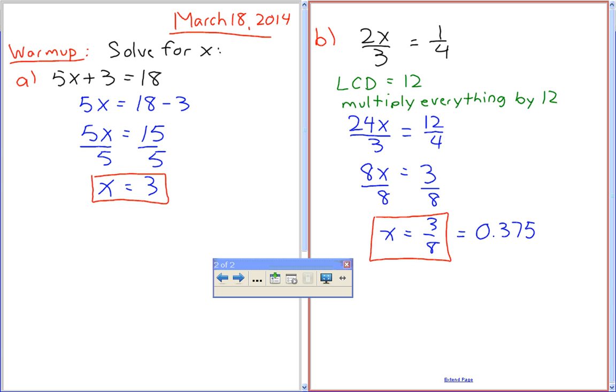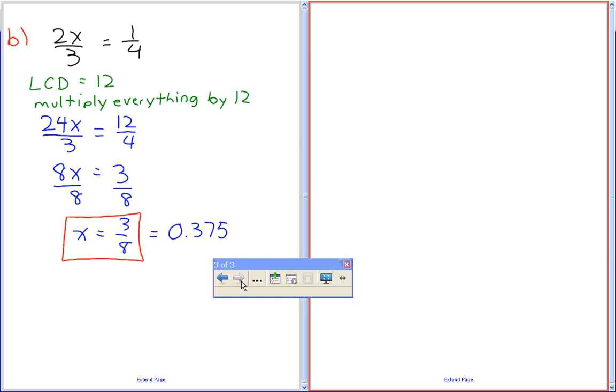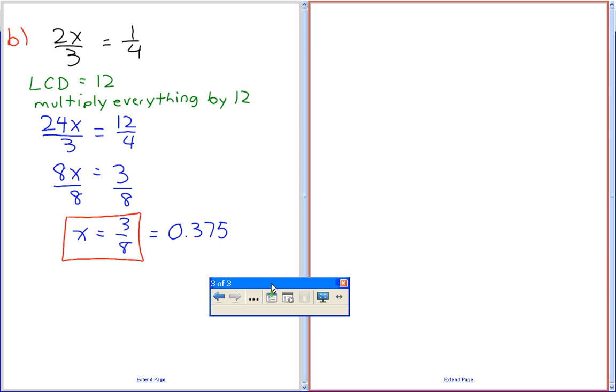Okay, let's keep going here with 6C, 8C. This is from last night. This is page 193. Okay, this one looks frightening. It's not frightening at all.